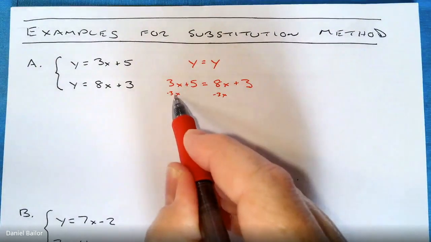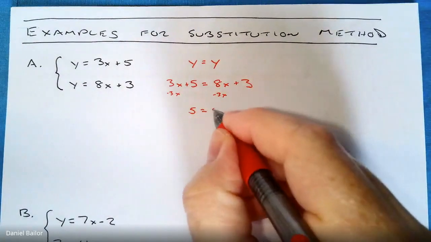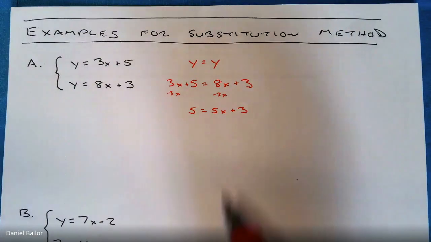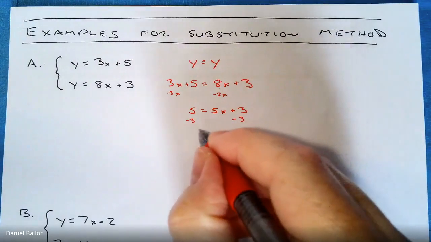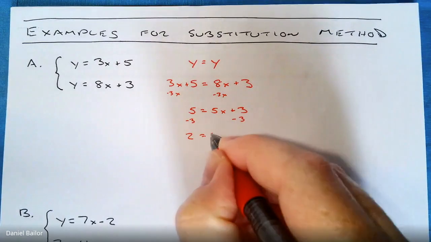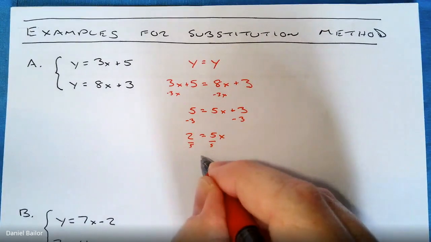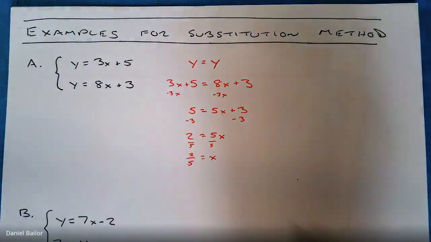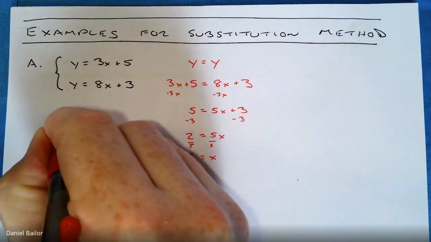That gives me 0 plus 5, which is 5, and 8x minus 3x is 5x. Next, I'm going to subtract 3 from both sides to get the x by itself. That gives me 2 equals 5x. Then I'm going to divide by 5, and that's how I find out that x is 2/5.